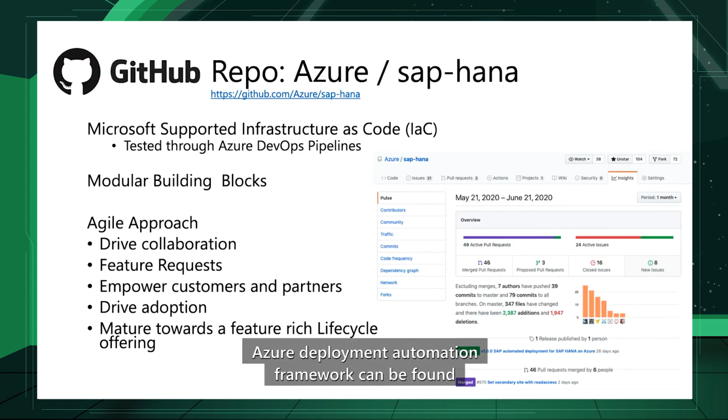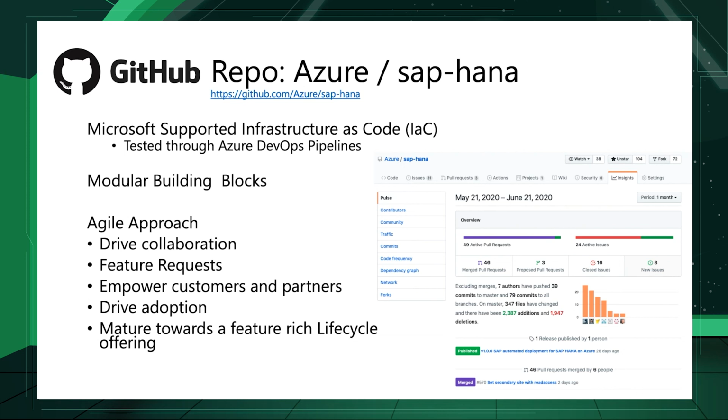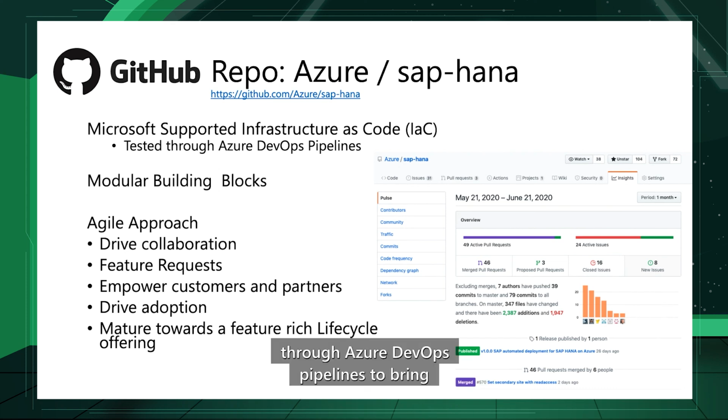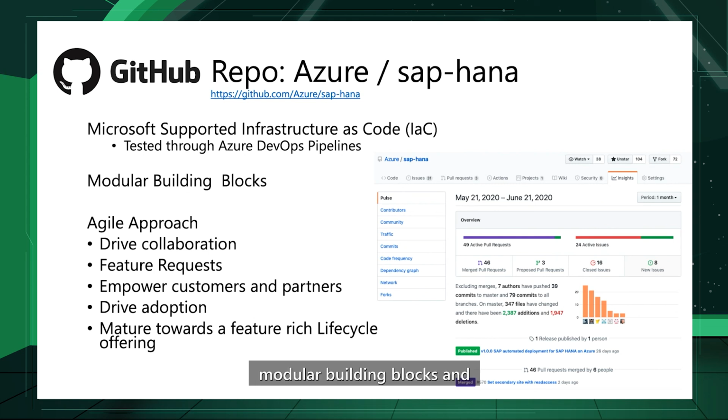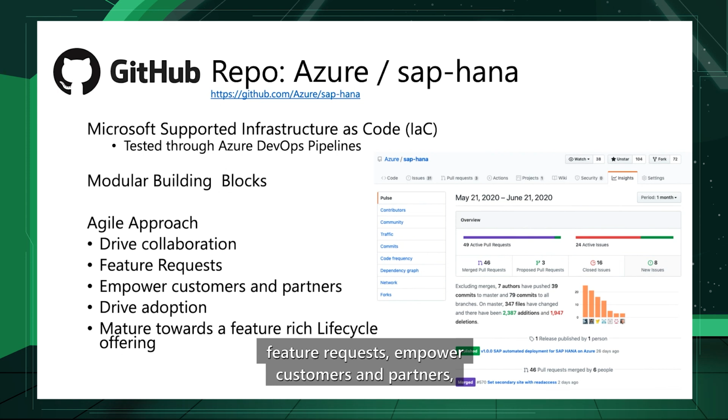The SAP on Azure Deployment Automation Framework can be found on GitHub under the repo Azure/SAP-HANA. This repository is Microsoft supported infrastructure as code, and tested through Azure DevOps pipelines, to bring modular building blocks and an agile approach to drive collaboration, feature requests, empower customers and partners, drive adoption, and mature towards a feature-rich lifecycle offering.